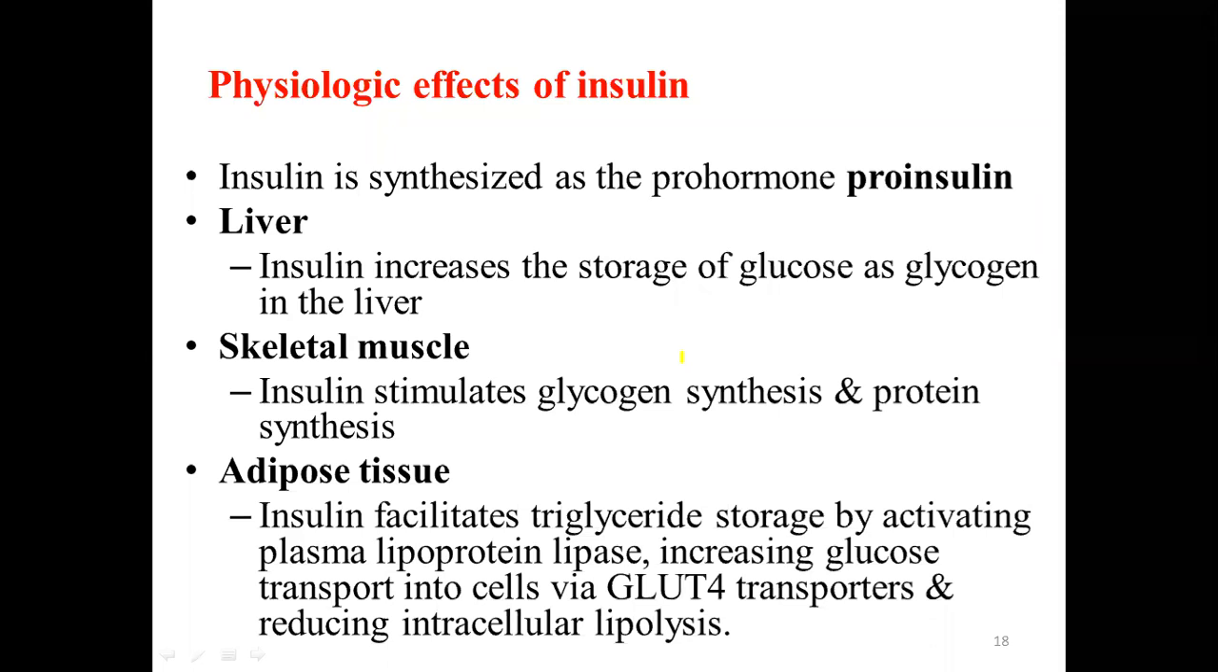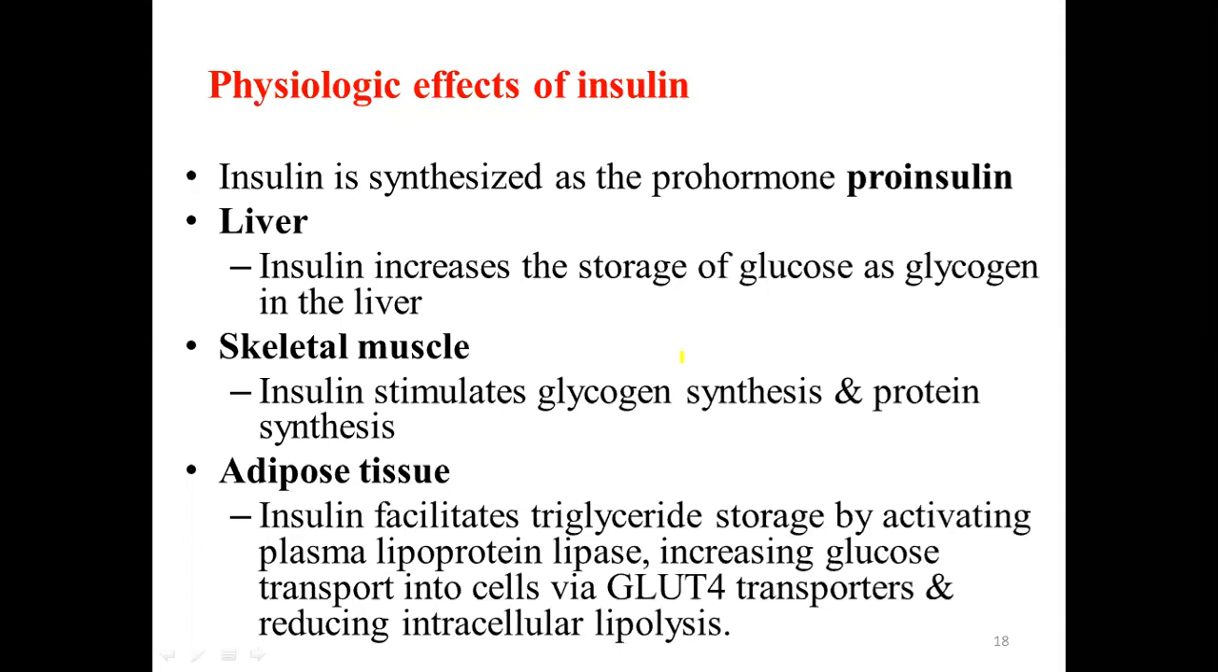But that one is not something we're going to worry about, because this is a very rare circumstance. So the most likely types of DM you can get are type 1, type 2, and gestational DM. Before we go into detail, we have also seen the pathogenesis of DM a bit.